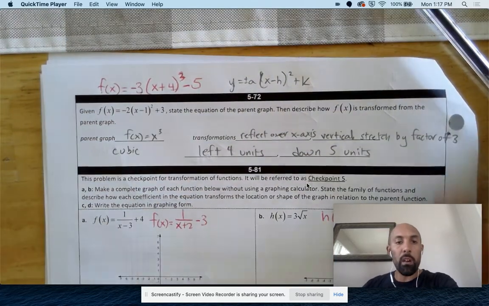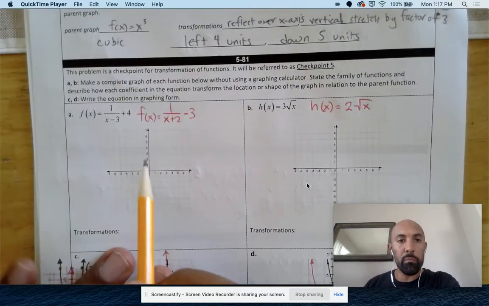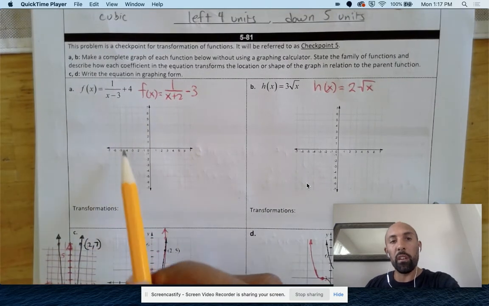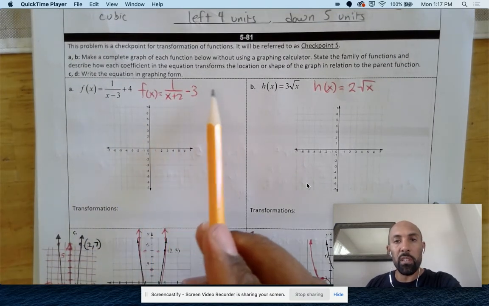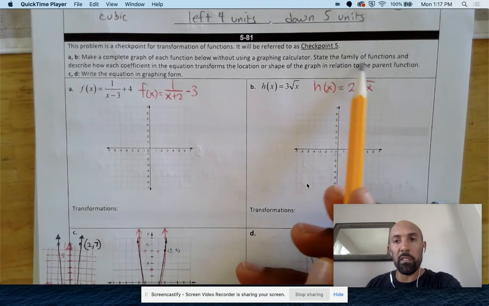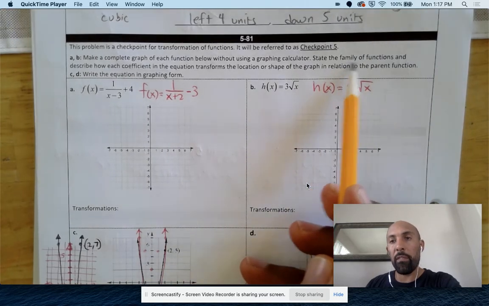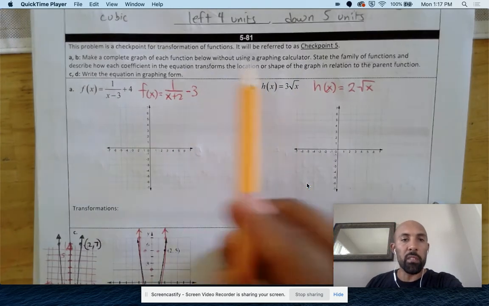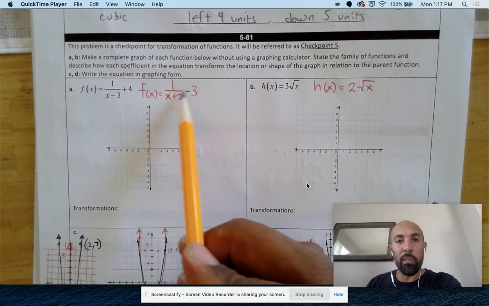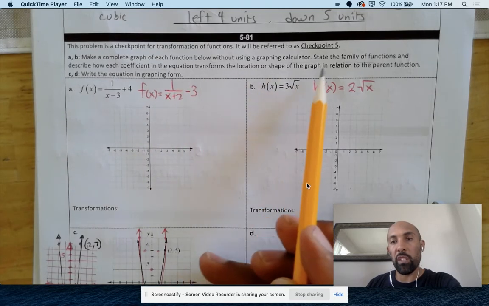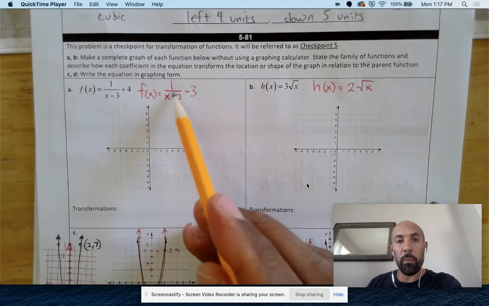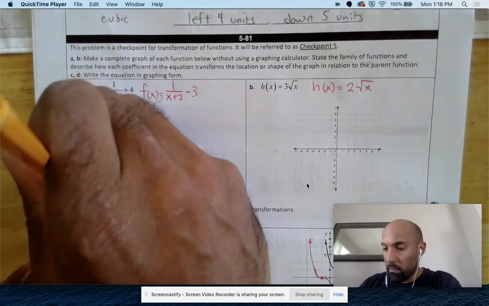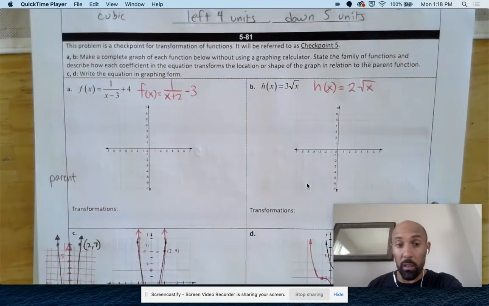Okay? All right, so now these last ones down here, here you start with a function. We're going to graph it, but we're also going to state what the family of functions it's from, or in other words, the parent function, and describe how each coefficient or each number in here transforms the location or shape of the graph. Okay, so we're going to talk about how all these numbers change the graph. So first, let's figure out what the parent function is. Okay, we're going to do that for actually all of these.